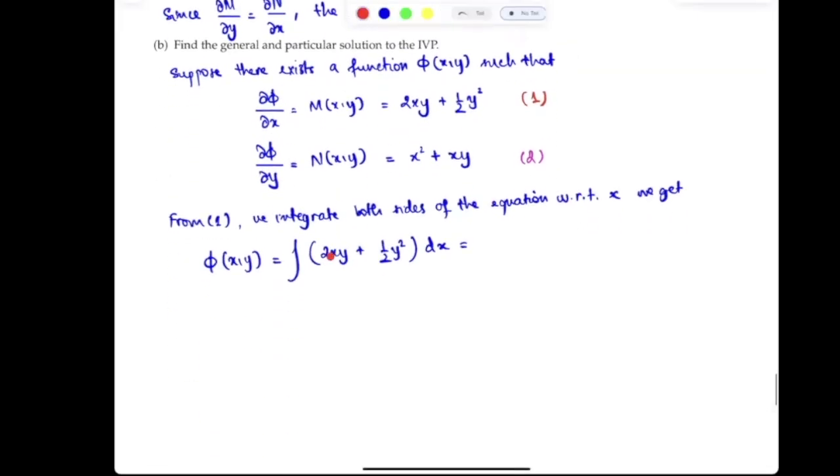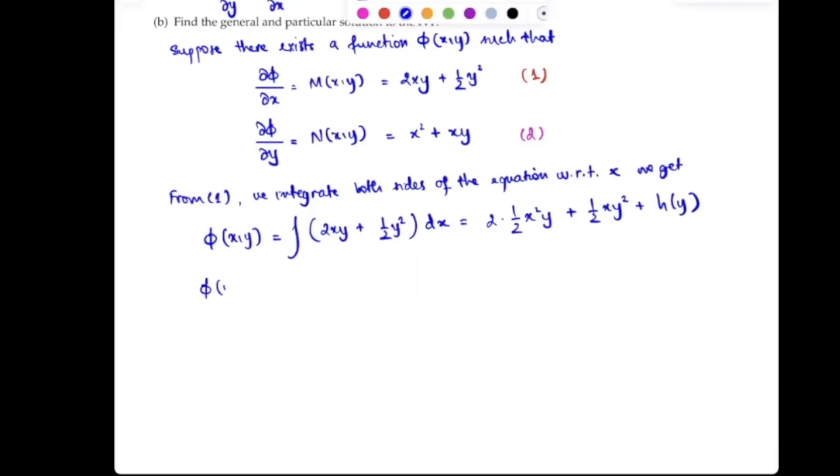All right, the antiderivative of x is 1/2 x squared. So you have 2 times 1/2 x squared times y, plus 1/2 x times y squared, plus h of y. Again, in the indefinite integral you need to have a plus arbitrary constant, but y in this context is a constant, so that's why we use h of y. Simplifying a little bit, you get phi of x comma y equals x squared y plus 1/2 x times y squared plus h of y.